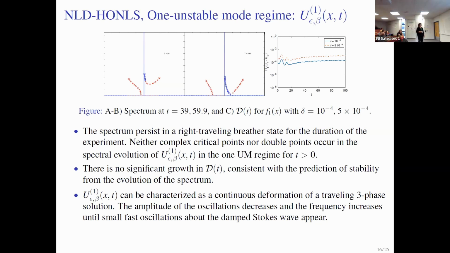So this single mode SPB in the one unstable mode regime can be characterized as a continuous deformation of a traveling three-phase solution. The amplitude of the oscillations is decreasing and the frequency is increasing until you have these small fast oscillations about the damped Stokes wave.